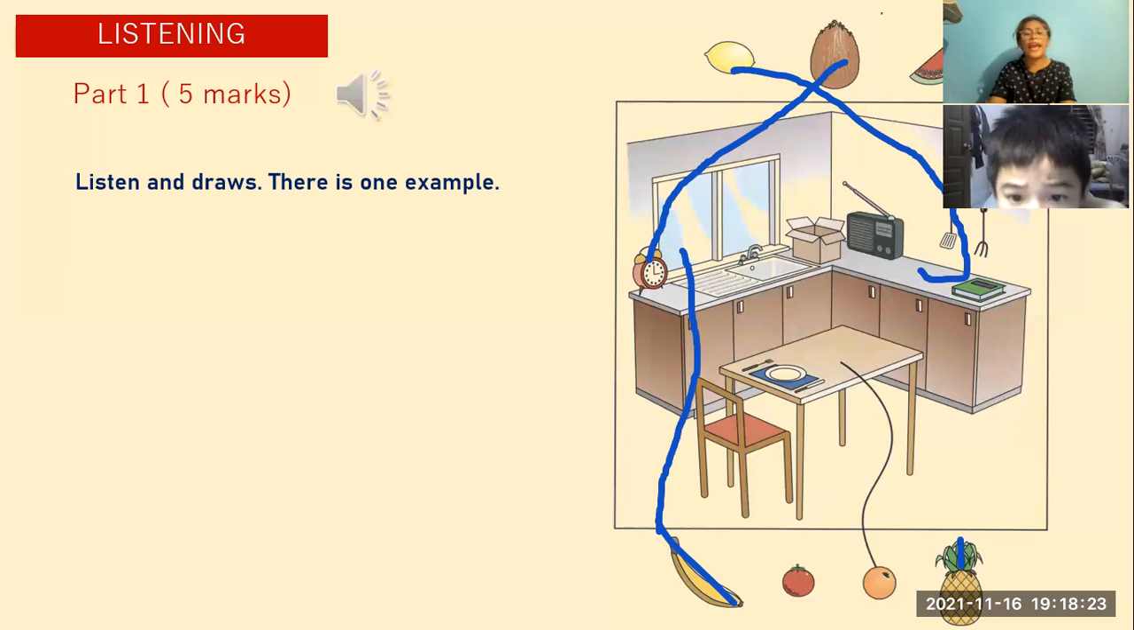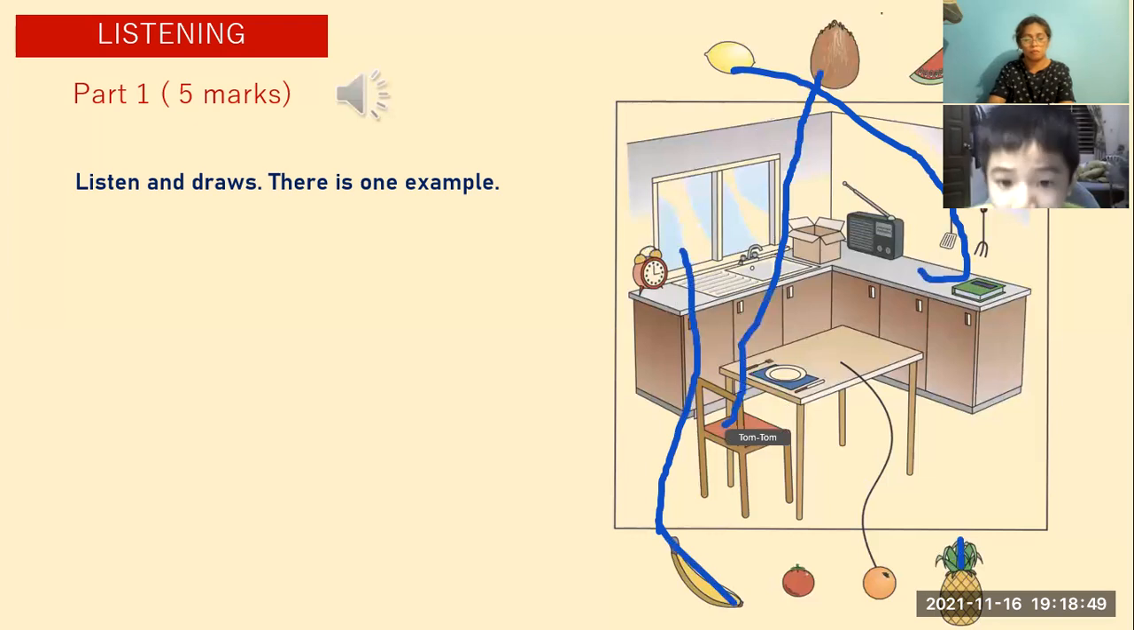Now listen to part one again. This is a chair. Where is the chair? One. The banana is in front of the window. Sorry? The banana is in front of the window. Two. The pineapple is next to the clock. Where? The pineapple is next to the clock. Clock is here. Three. The watermelon is in the box. Pardon? What's in the box? The watermelon.